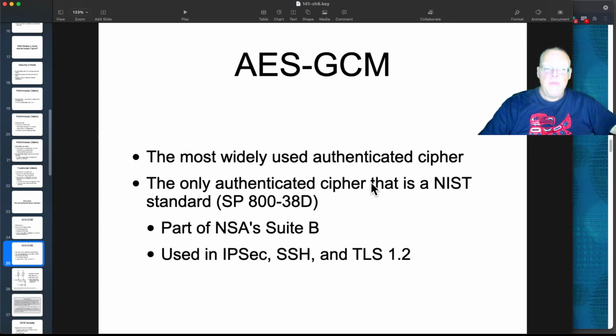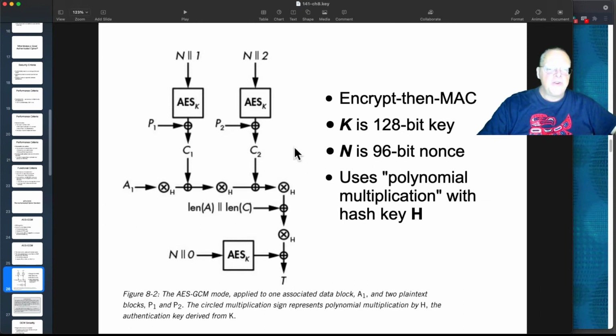So this is the main one, of course, the official one approved by the government, and therefore the most popular, used in a lot of popular things like TLS 1.2. And here's what it looks like. You encrypt and then MAC. So here comes a block of data. You take the nonce and you add a 1 to it. You take the nonce and add a 2 to it here. And then you run them through AES. You take a first block of plain text here to get ciphertext. You take your next block of plain text here to get a second block of ciphertext.